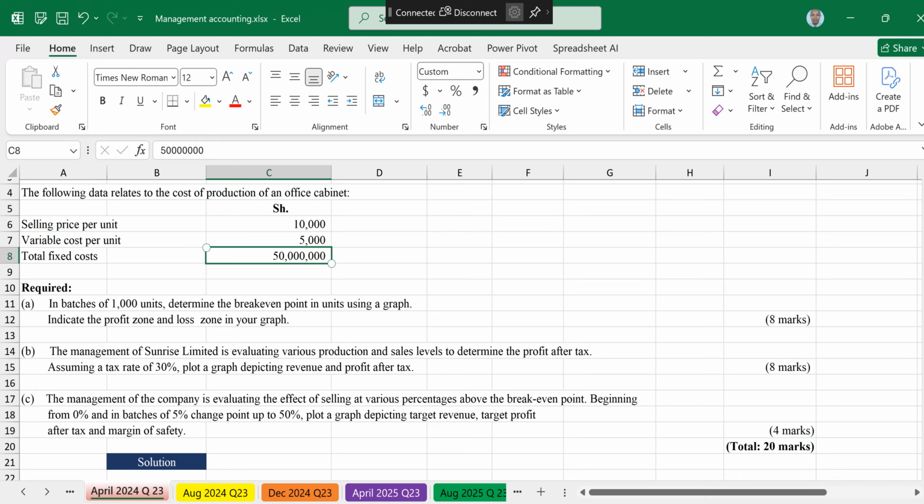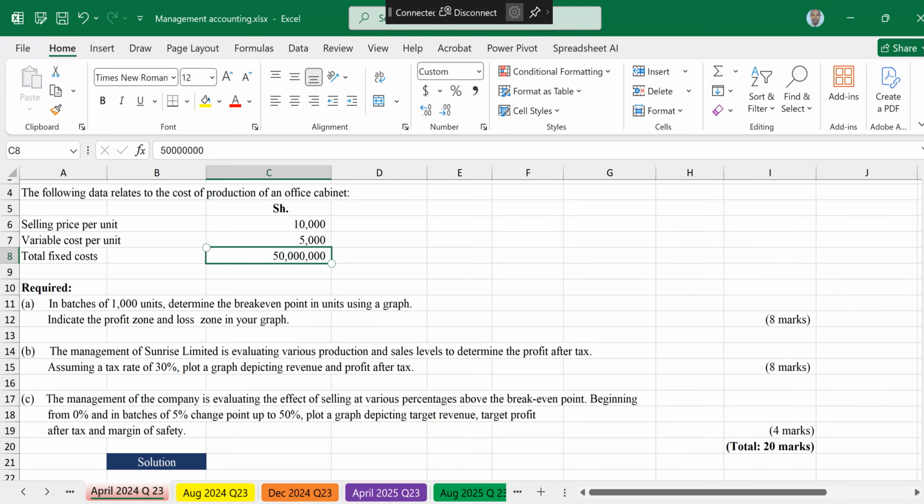So we start with the first one, then the second one, we'll also be going through the second one to solve all of them. Of course, B, the management of Sunrise evaluating the various production and sales levels to determine the profit after tax. Assume a tax rate of 30%, plot a graph depicting revenue and profit after tax. So we start with A, B, then we'll see if C will also be done.